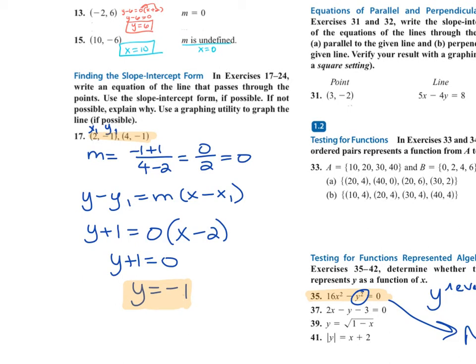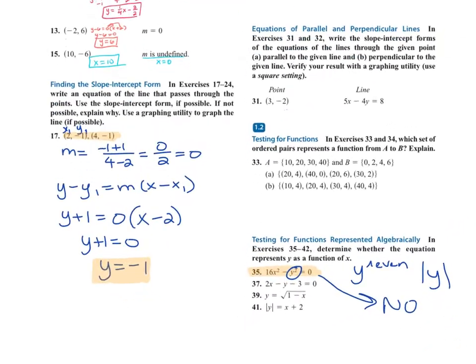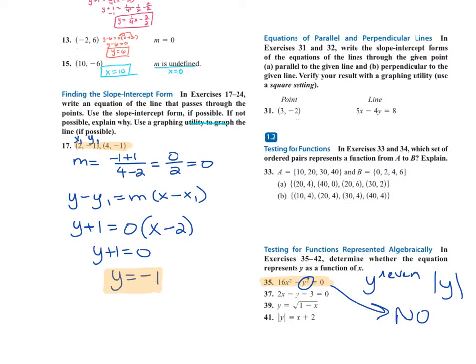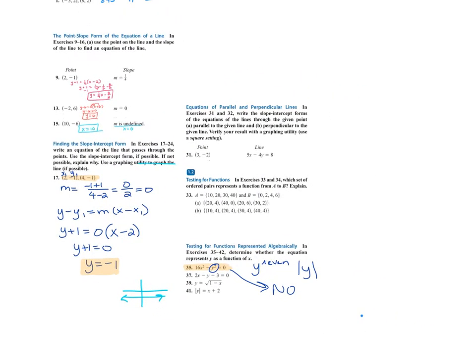This one says, find the equation of a line that passes through the points. Use point slope intercept form if possible, and then use a graphing utility to graph the line. You will be graphing these lines by hand, so you won't use the graphing utility. This obviously is a horizontal line through -1, but you'll be asked to graph the lines y equals mx plus b.